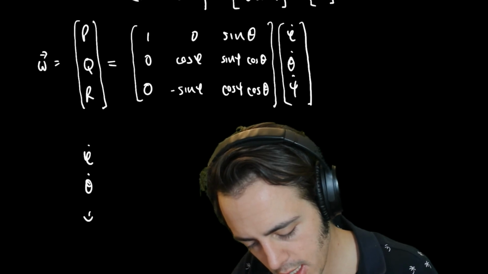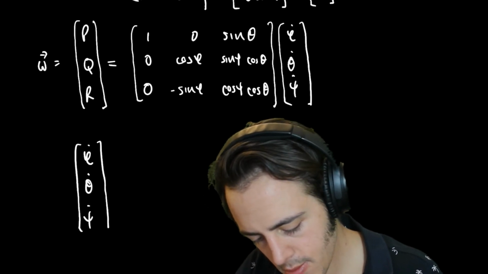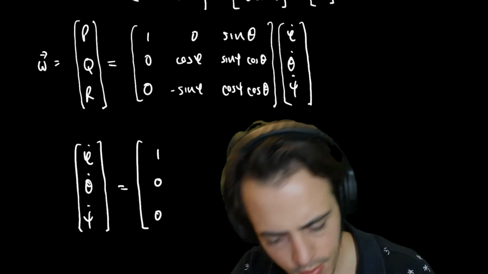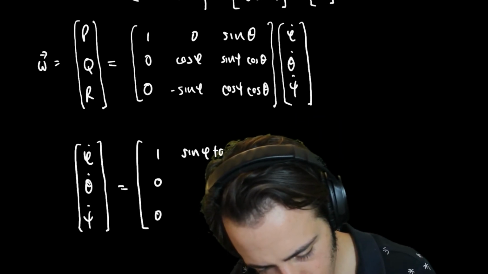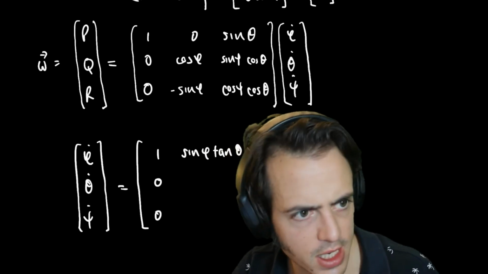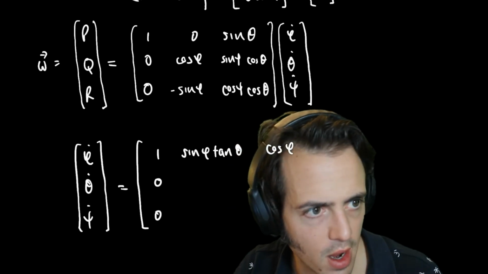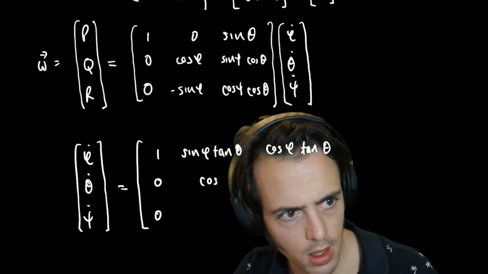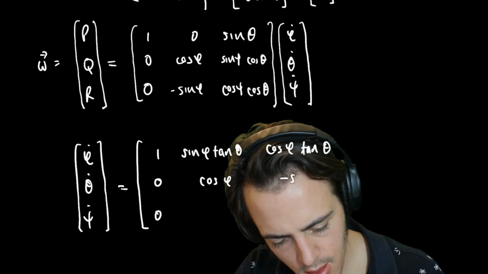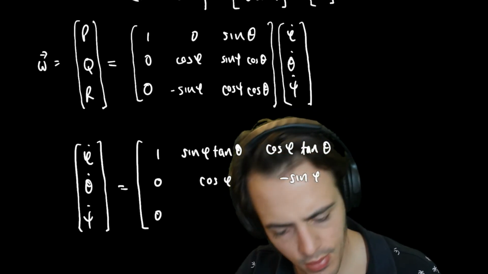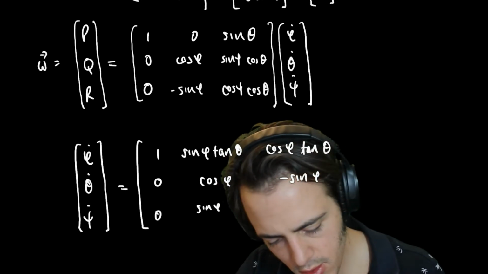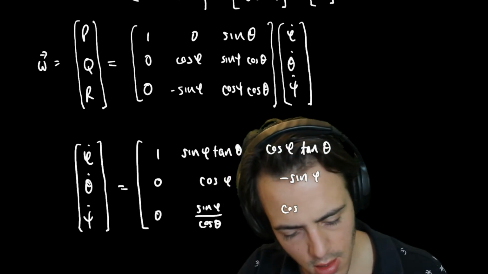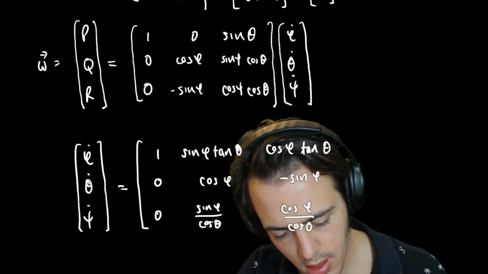phi dot, theta dot, and psi dot is equal to the matrix: sine phi tan theta, cosine phi tan theta, cosine phi, minus sine phi, sine phi on cosine theta, cosine phi divided by cosine theta.